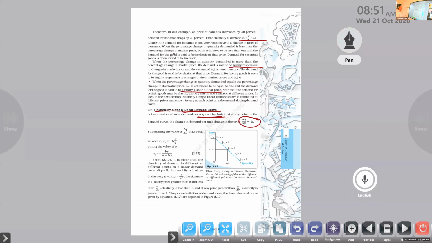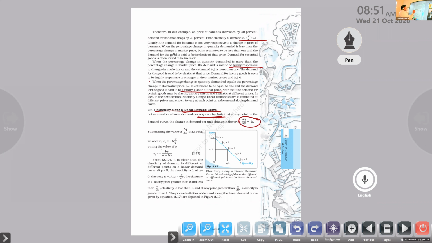And what do we obtain here? Elasticity of demand is equal to minus B into P by Q. Clear? So it's a linear equation. Basically, you want to understand that. Just replacing the values.